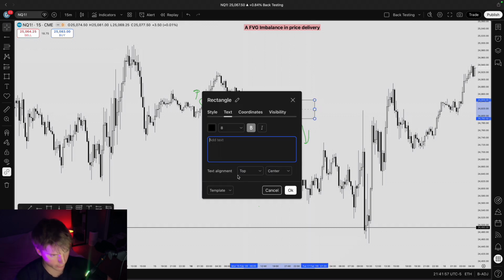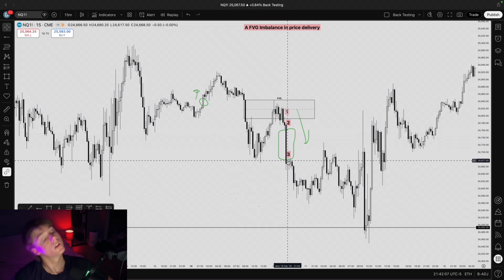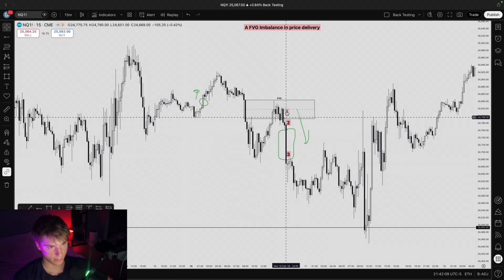Name it fair value gap. How you're going to mark these out is you're just going to get this little box, put it at the bottom of the wick and the top of the other wick. And that's how you're going to mark it out, the fair value gap.